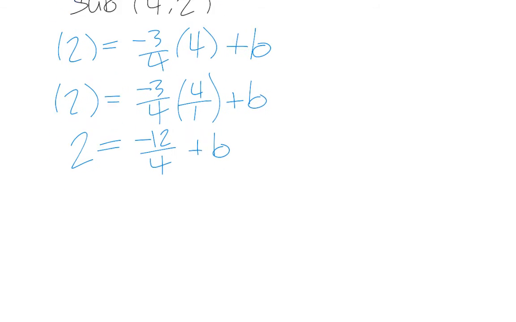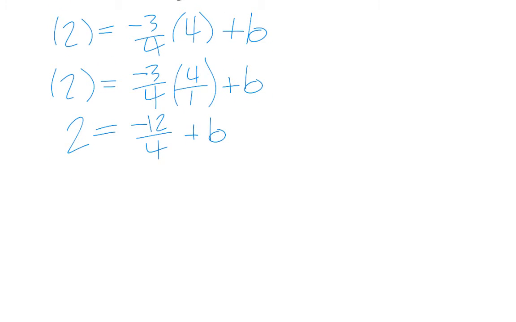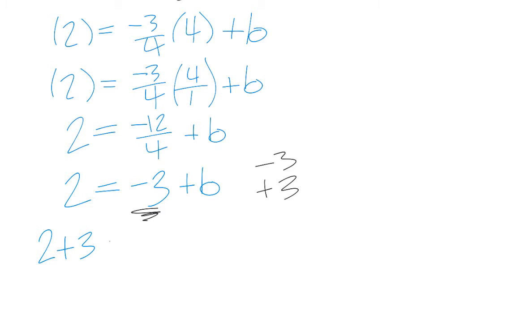We can still simplify that. The 2 stays the same. Negative 12 divided by 4 is negative 3, because 12 divided by 4 is 3, and a negative number divided by a positive number is negative. The b stays the same. This b is stuck with a negative 3. The opposite of negative 3 is plus 3. We're going to add 3 to both sides to get rid of that negative 3.